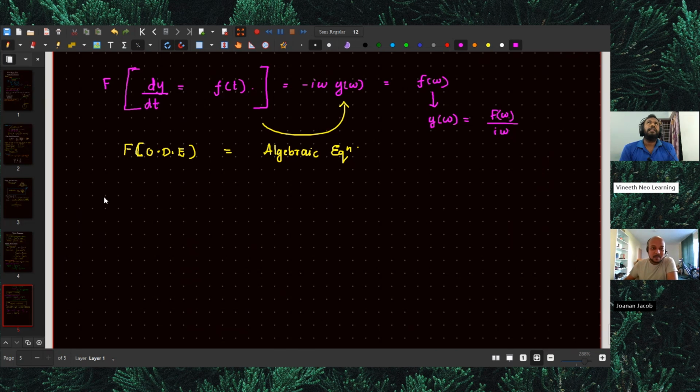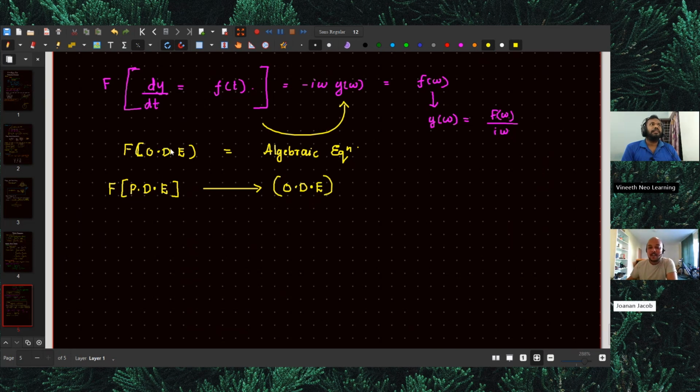Meaning we can only take it with respect to one variable. Usually when we take the Fourier transform of a partial differential equation, it will turn into an ordinary differential equation. But that needs a demonstration, I think. I will show you.